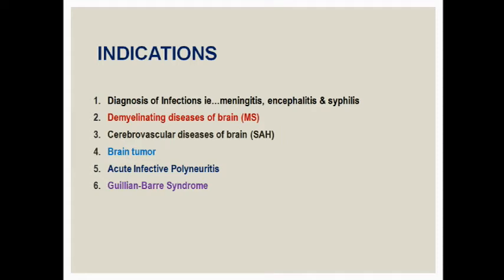And demyelinating diseases of the brain, especially multiple sclerosis, where there is a loss of myelin sheath in the neurons, and the patient will have a debilitating problem that we call multiple sclerosis. In the diagnosis of multiple sclerosis as well, the CSF plays an important role.